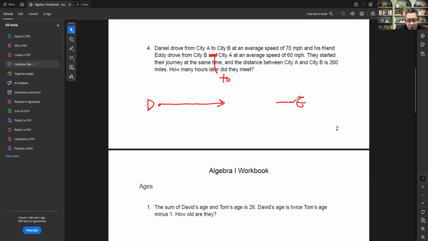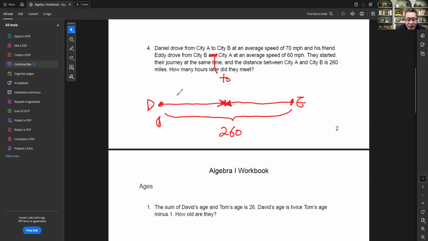And the distance between city A and city B, so the total distance, is 260 miles. And it was asked, how many hours later did they meet? So they meet somewhere on the route.